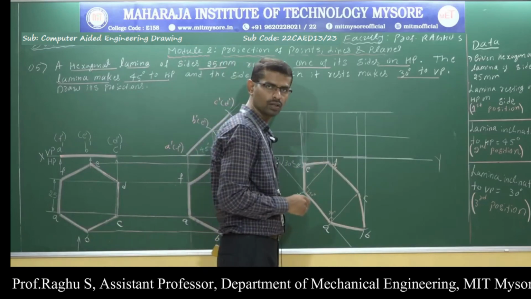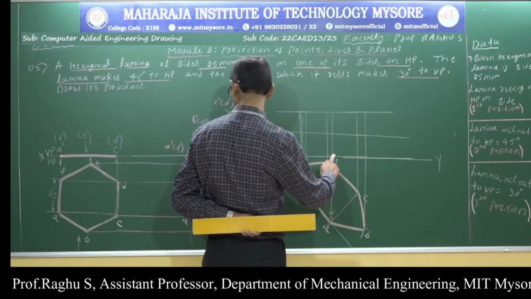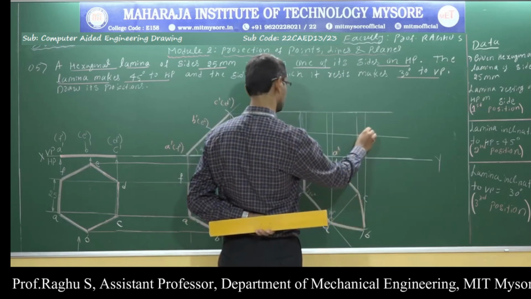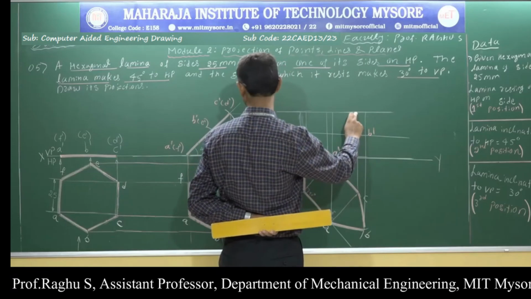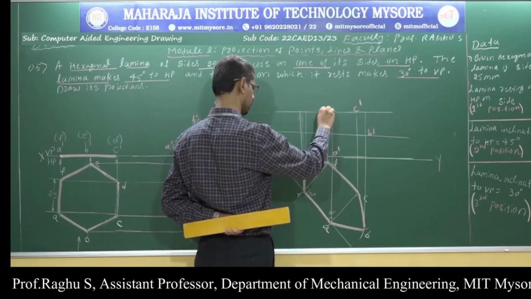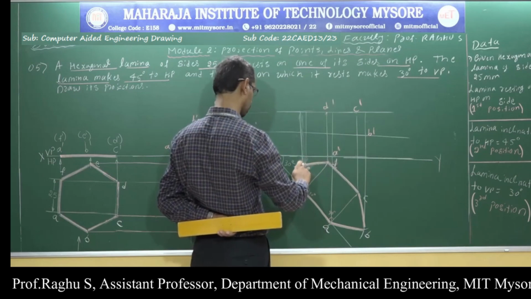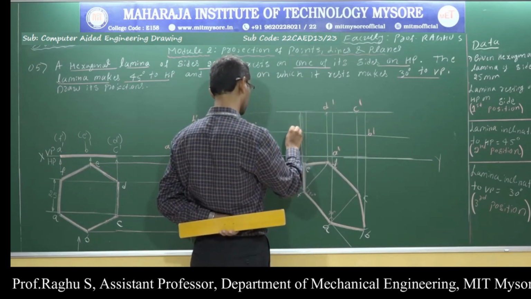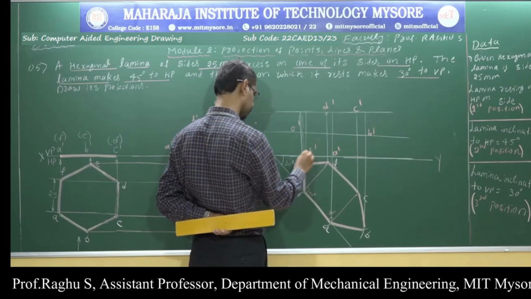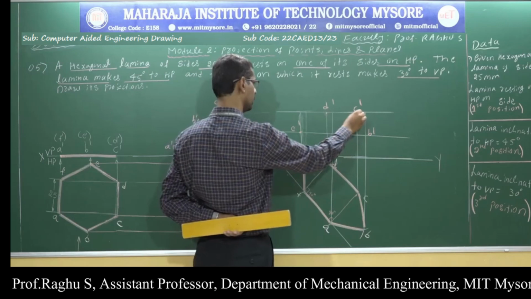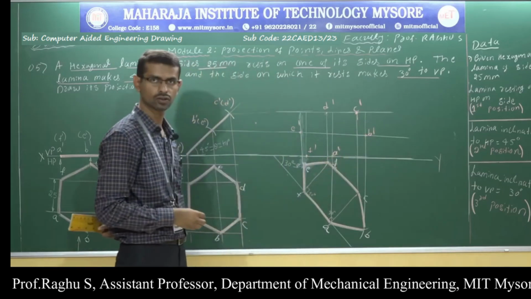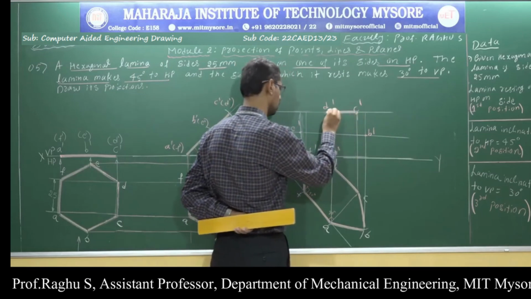Now do the naming. This is the vertical projection of point A and this is the horizontal projection of point A. So this is A dash. Vertical projection of point B, horizontal projection of point B, so this is B dash. Similarly C dash, D dash, E dash and F dash. So this is F dash, E dash, D dash, C dash, B dash and A dash. Now connect all 6 corners to get the final front view using dark lines.